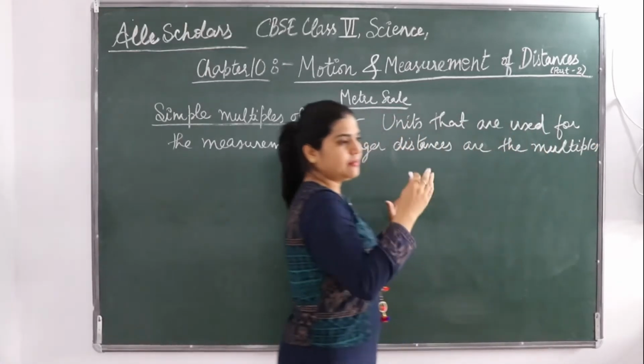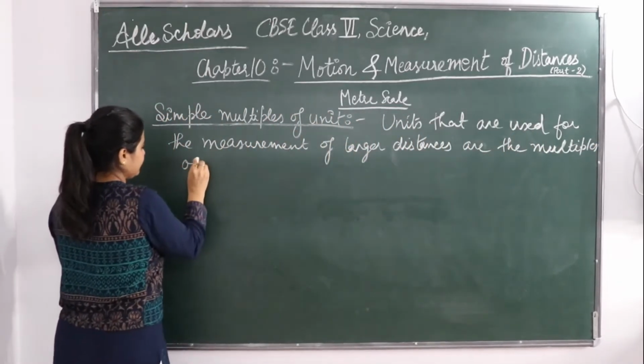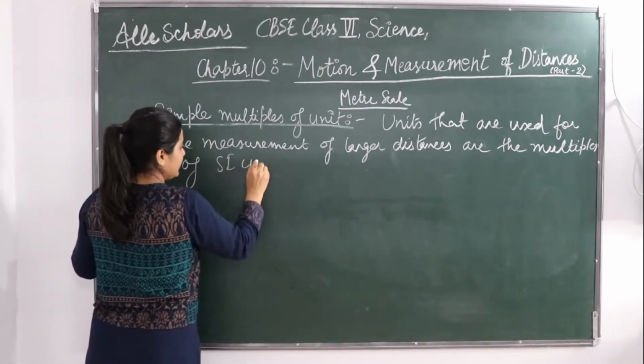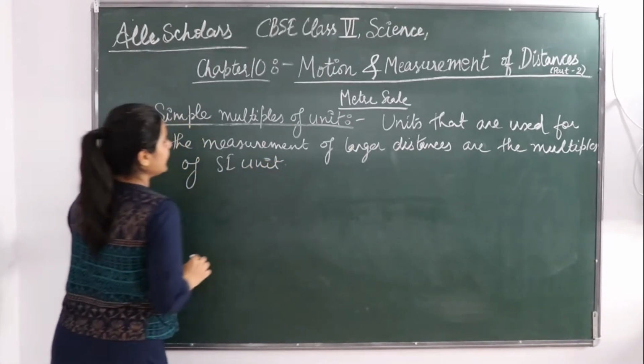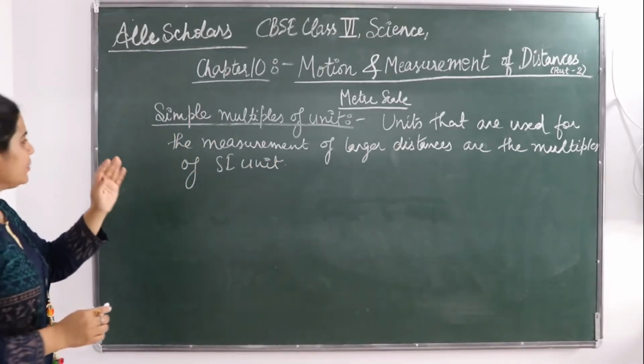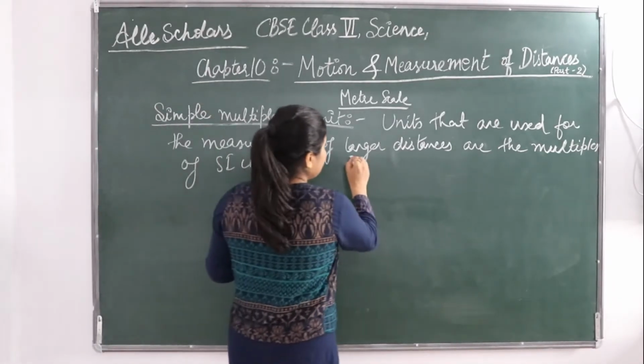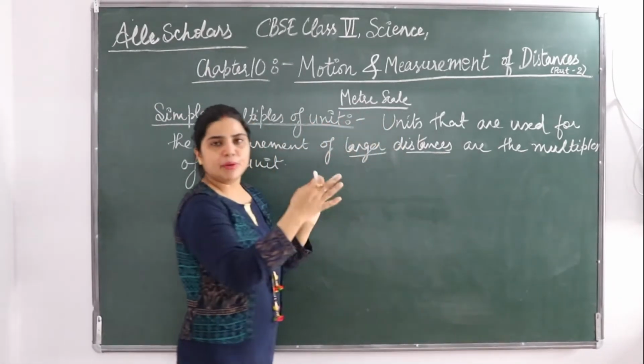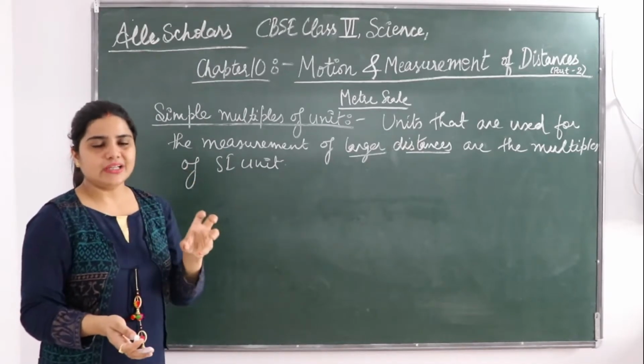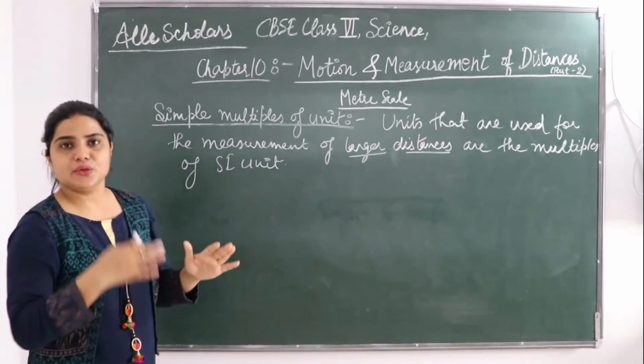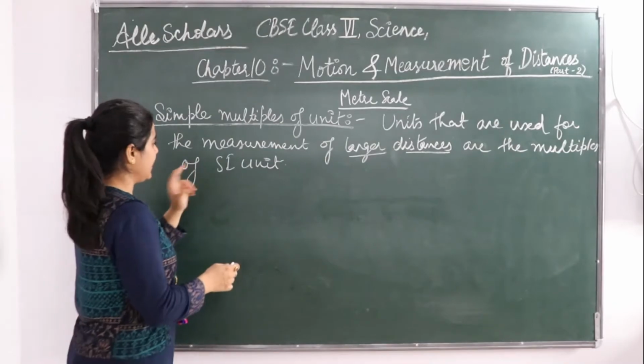Multiples of SI units. Okay, they are the multiples of SI units. So units that are used for the measurement of larger distance are the multiples of SI units. It's not any small unit. जितने भी SI units हैं उनके multiples हैं.